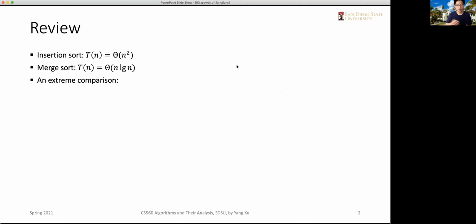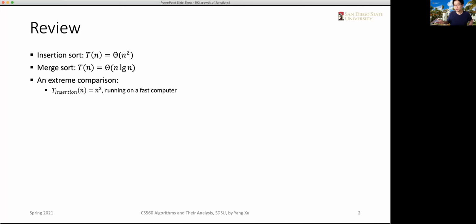A short review, right? We have done that just a moment ago. We have two different functions to describe the running time for insertion sort and merge sort. The most straightforward way is to plot these two functions and compare to find out which one grows faster, right? So if we do an extreme comparison, just like what we did in the very first lecture, we want to do a very unfair comparison.